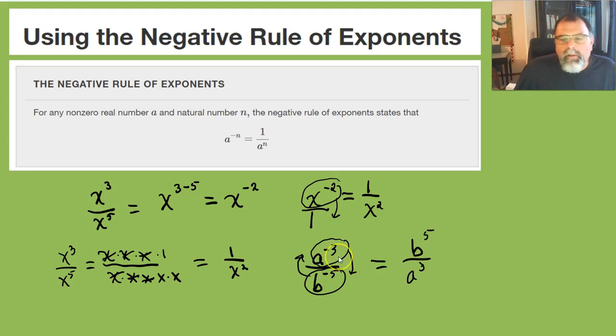So the rule I create in my mind is, if I take a base with its exponent and I move it across the fraction bar, it doesn't matter if it's from top to bottom or bottom to top, it changes the sign of the exponent. So if it's negative 3 on top, it's positive 3 on bottom. And if this one's negative 5 on bottom, it'll be positive 5 on top. Okay, so if you move across the fraction bar, it changes the sign of the exponent. So just keep that as a little side rule.